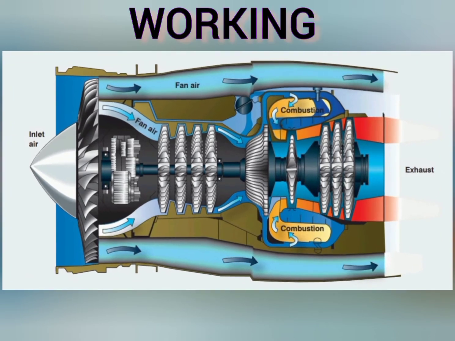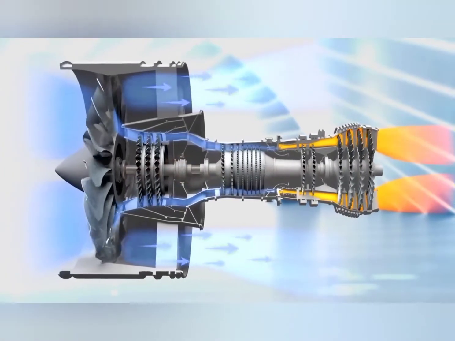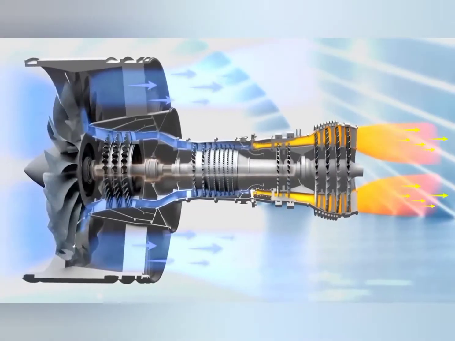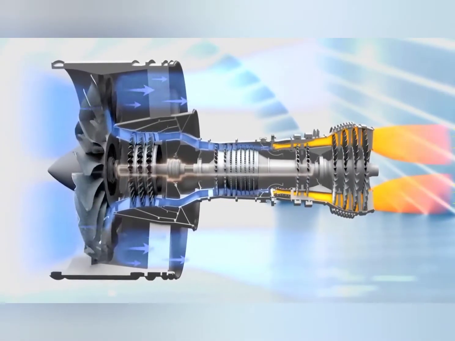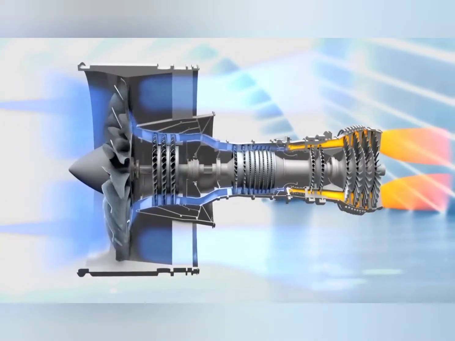Let's have a look at how it works. All jet engines, which are also called gas turbines, work on the same principle. The engine sucks air in at the front with a fan. A compressor raises the pressure of the air. The compressor is made with many blades attached to a shaft. The blades spin at high speed and compress or squeeze the air.